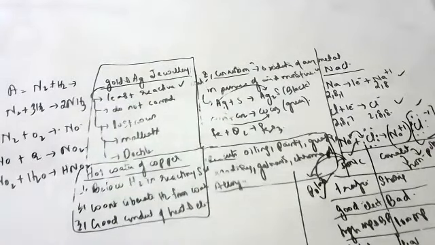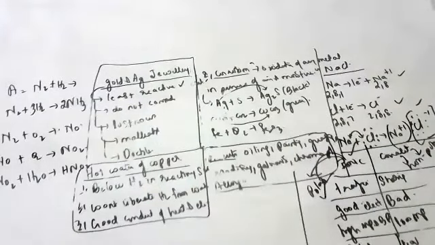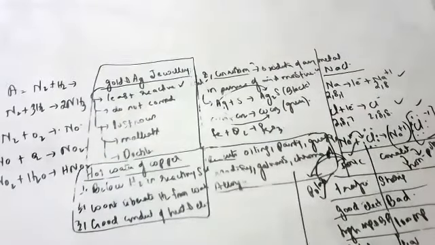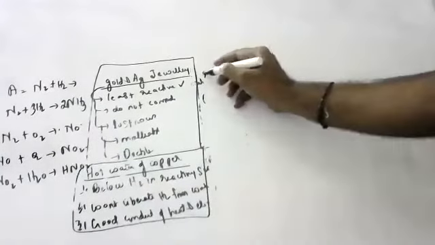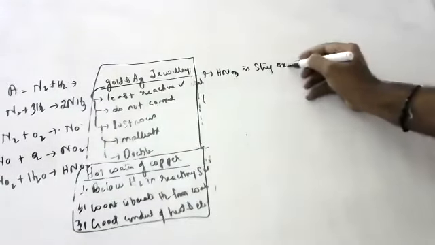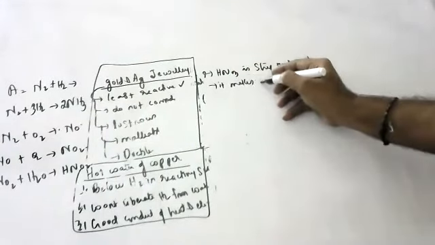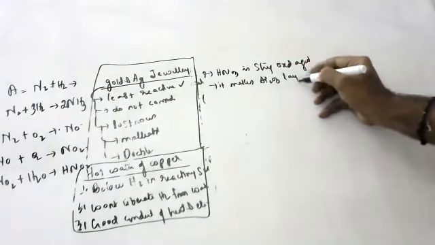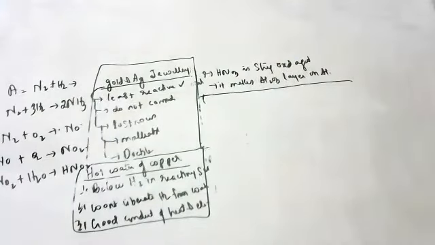Next one. Reactivity of aluminum decreases if it is dipped in nitric acid. Why, children? Nitric acid is a strong oxidizing agent, so it makes an aluminum oxide layer on aluminum.